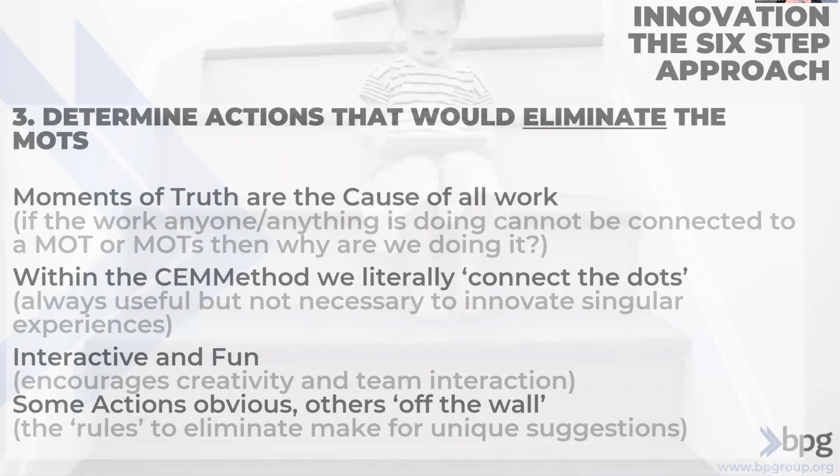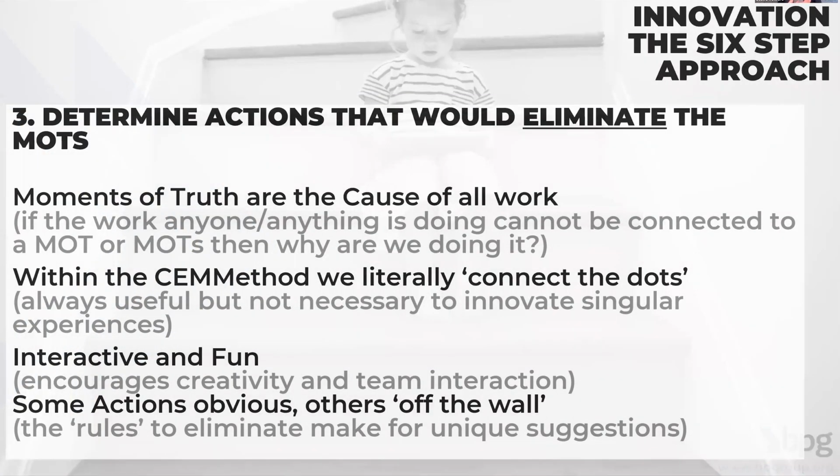And then we're going to go through a process of going through each moment of truth and identify an action that would eliminate that moment of truth. We refer to this within the CM method, the customer experience management method. Go find out about that on cmmethod.com, as connecting the dots and drawing the lines. It's letting us understand what is the cause and what is the effect. Given the moment of truth is the cause of everything, right? Fixing the cause will eliminate the effect.